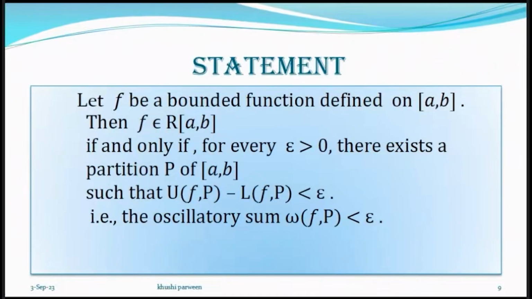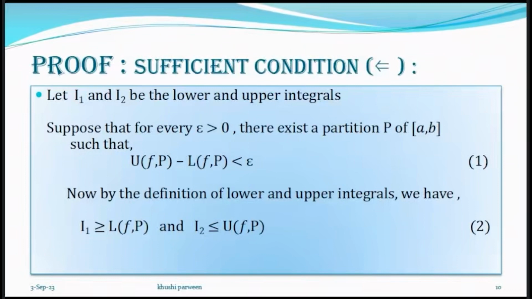Now we are going to prove my theorem. The theorem states: let f be a bounded function defined on the closed interval [a, b], then f belongs to R[a, b], that is, f is Riemann integrable, if and only if for every epsilon greater than 0, there exists a partition P of [a, b] such that the oscillatory sum, which is the upper Darboux sum minus the lower Darboux sum, is less than epsilon. So I am going to prove sufficiency.